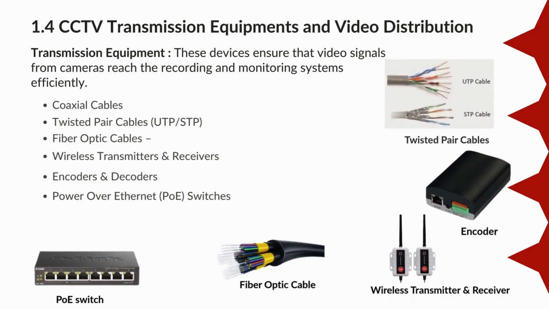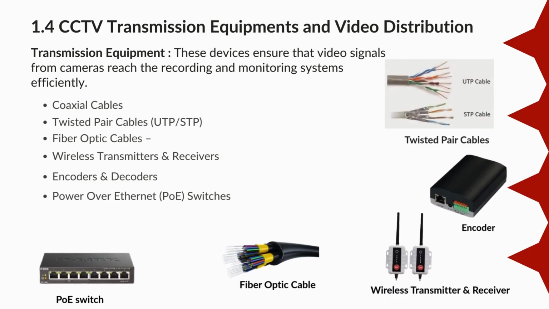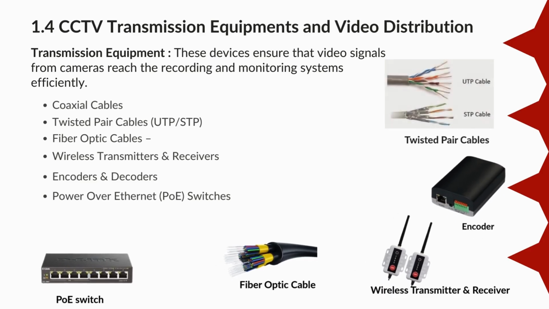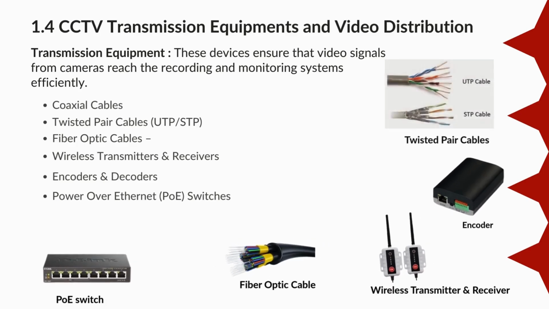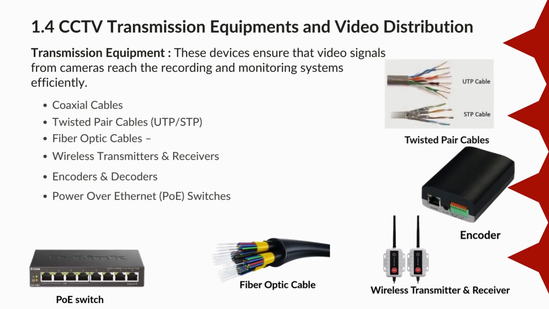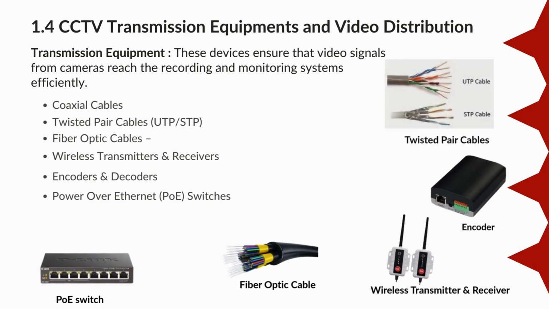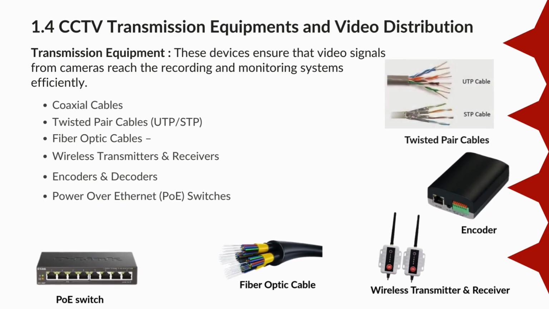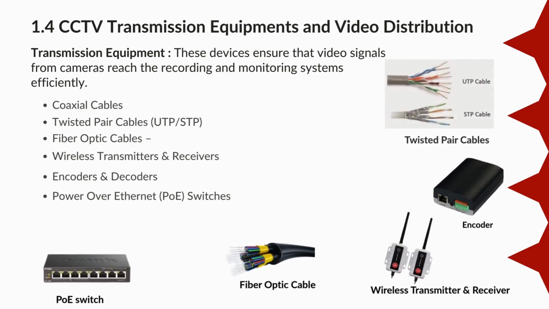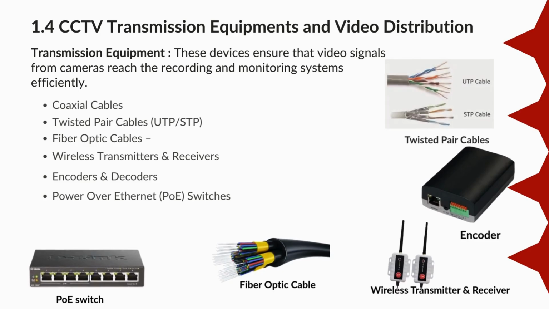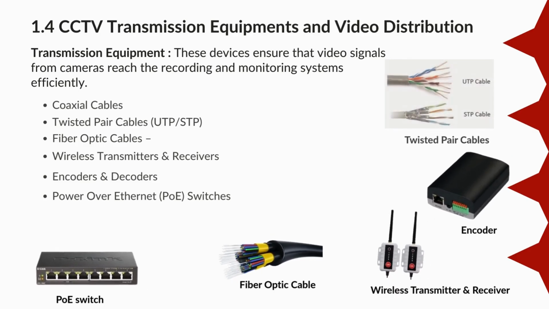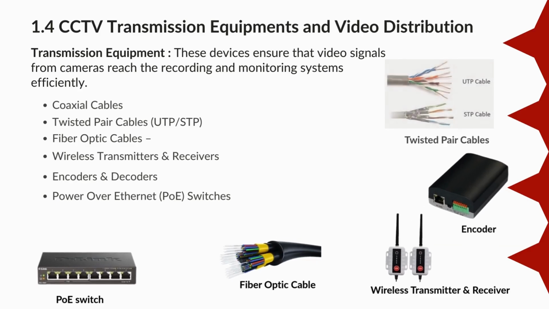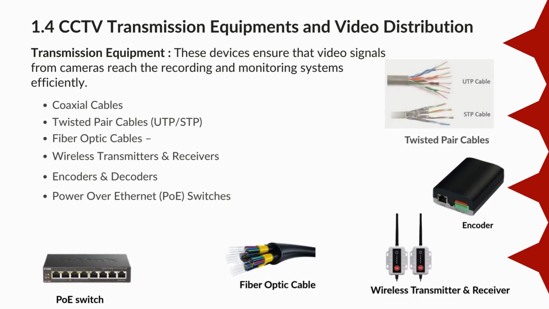There has to be a medium of connection, like connecting the devices, which is the camera, to the control room or to the server floor or switch, which is the transmission devices. Number one that you cannot avoid is cable. Whether you're doing wired or wireless, there has to be cable because you have to run power to your equipment. So we have the coaxial cable, the twisted pair cable, the fiber optic cable, the wireless transmitters and receivers, the encoders and decoders, then the PoE switches.